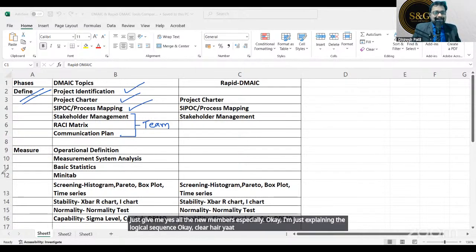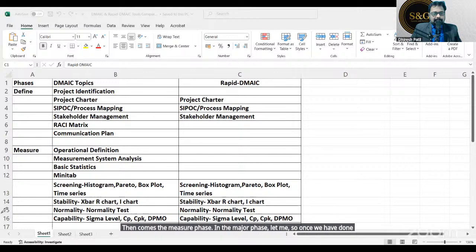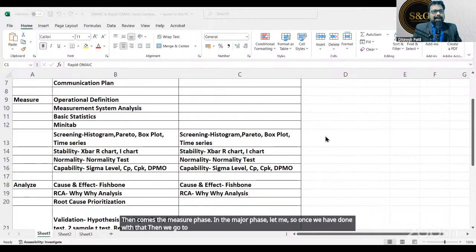Now comes the measure phase. Once we are done with that, we go to the measure phase. In the measure phase, what we do is the operational definition, which is nothing but which data we will collect, how that will be collected, who will collect the data, and what will be the frequency of collecting data.